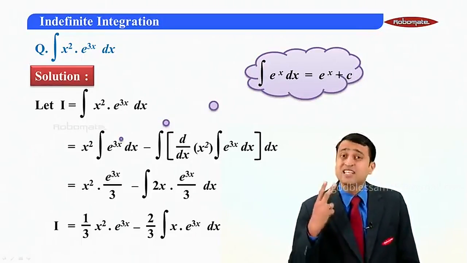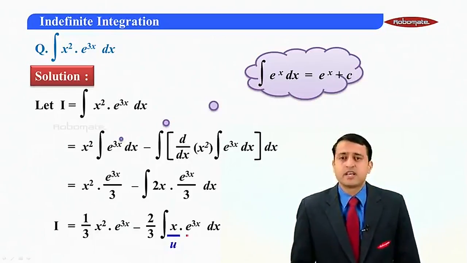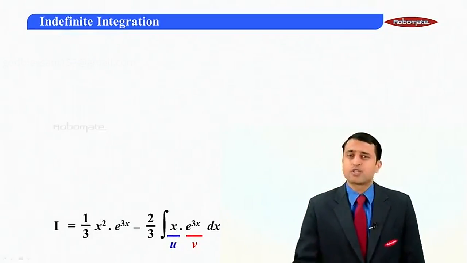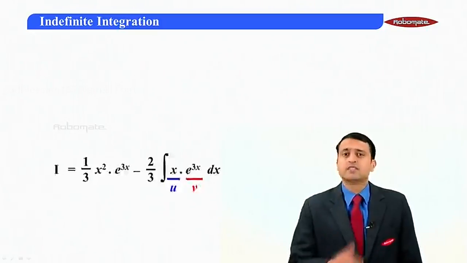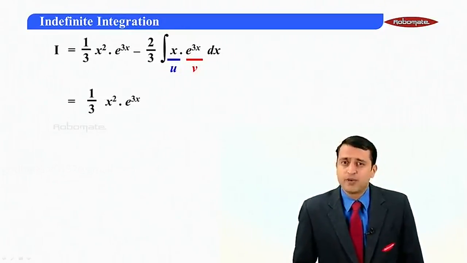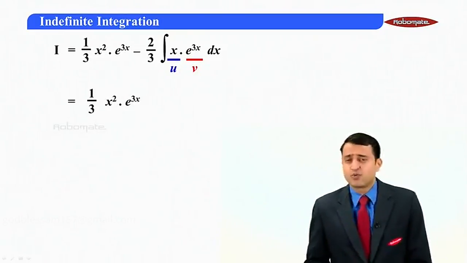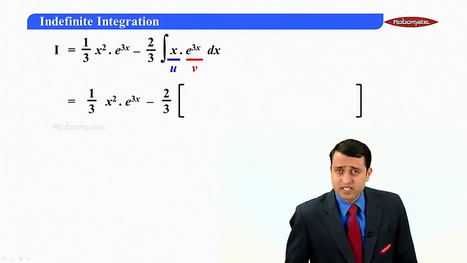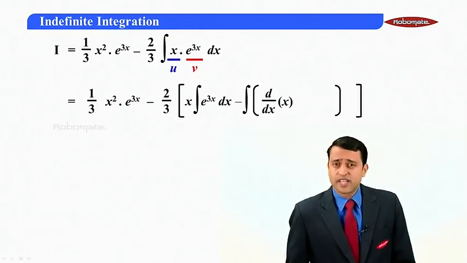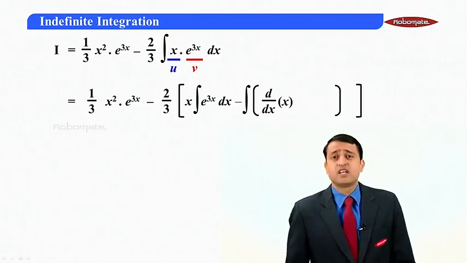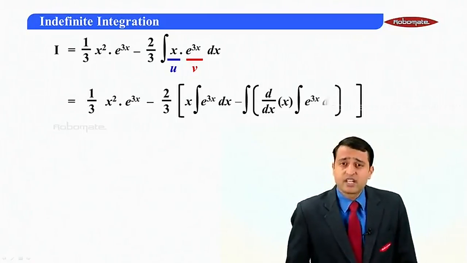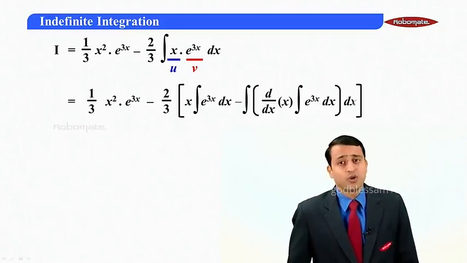Now again we have a product of two functions, so we'll apply the u into v rule again, that is, we are applying it the second time. So let's consider u as x and e raised to 3x as v, correct? Now my dear students, apply u into v for the integral. So what we'll get is minus 2 by 3 as it is, x integral e raised to 3x dx minus integral d by dx of x, integral of e raised to 3x dx, the whole dx.